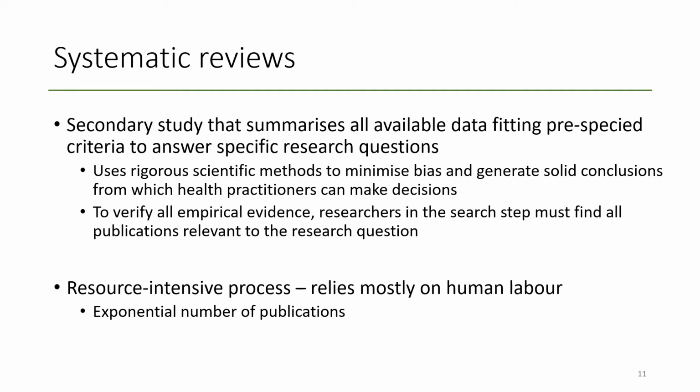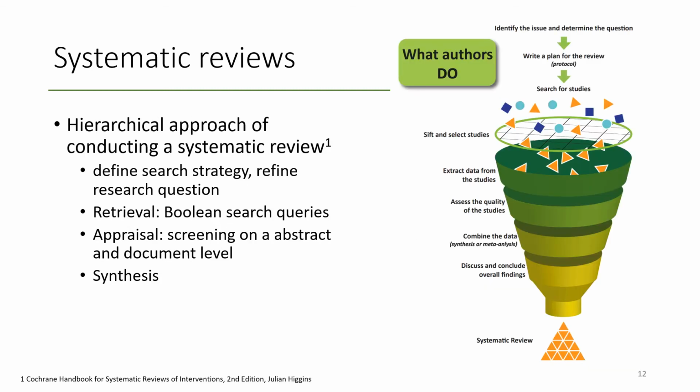So, for example, doing an exhaustive systematic review takes like 6 months to 1 year for a whole team of professional searchers who do systematic reviews and evaluate the studies, how they contribute to the overall specific research question. And then also with the exponentially growing number of publications in the medical domain, it even gets harder and more resource intensive to create those systematic reviews. And how those systematic reviews are created follows a hierarchical approach.